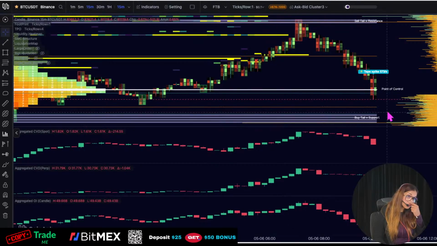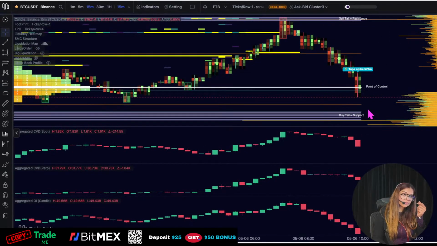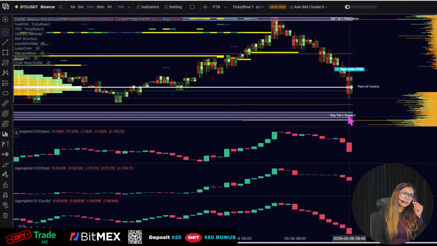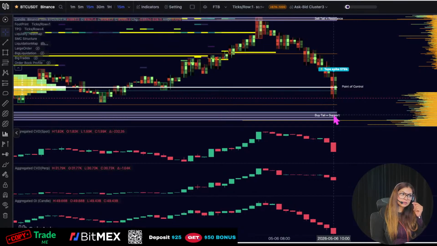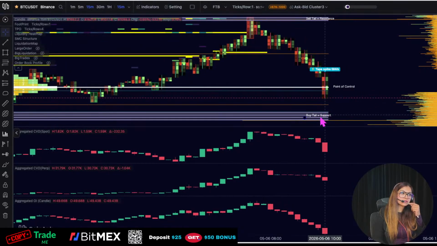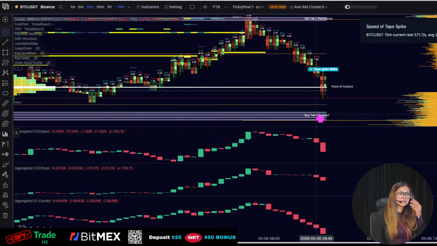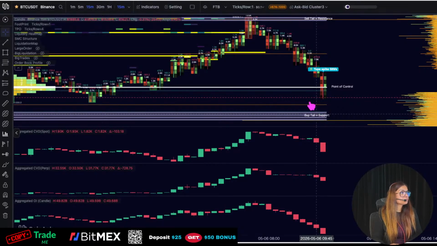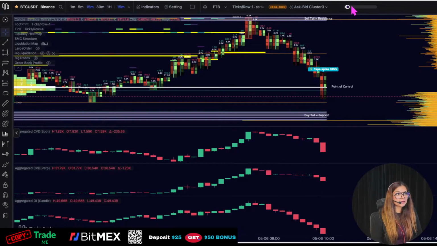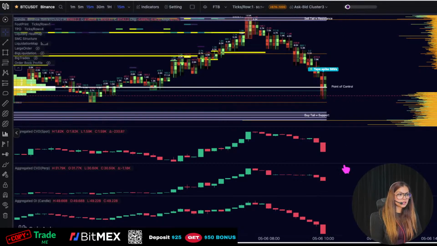Now what we're going to look for is will the buy tail, the support, or the buy tail, is that going to act as resistance? Now, if we break the buy tail or the support, then yeah, I think we're going to go down to the Asia low.